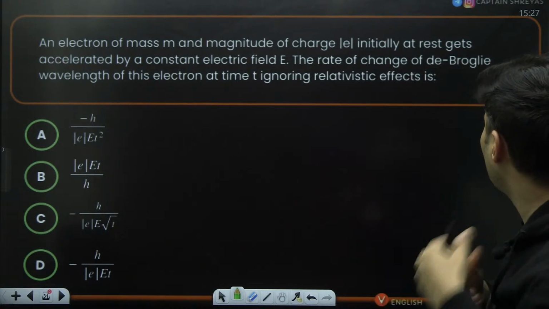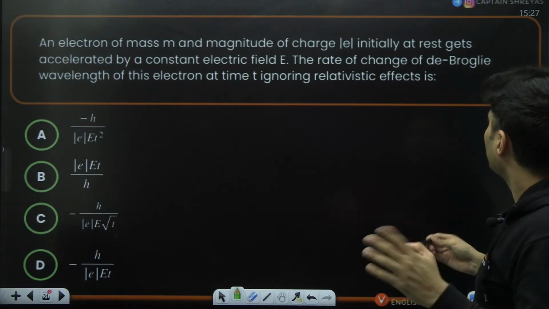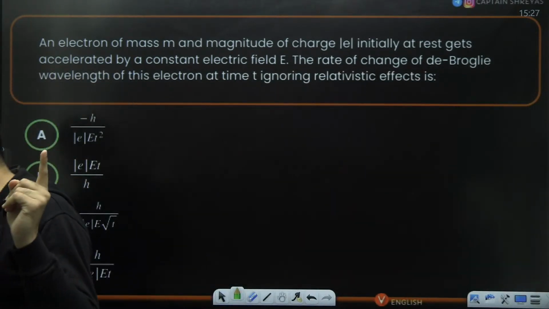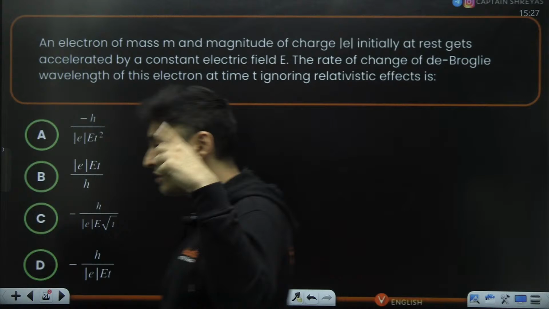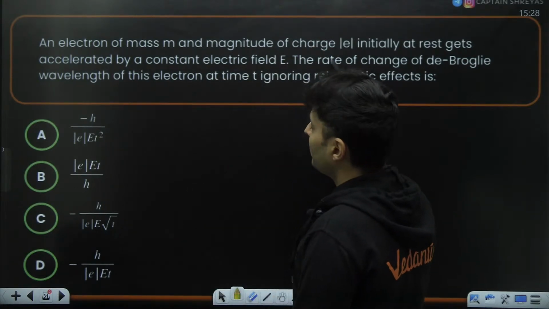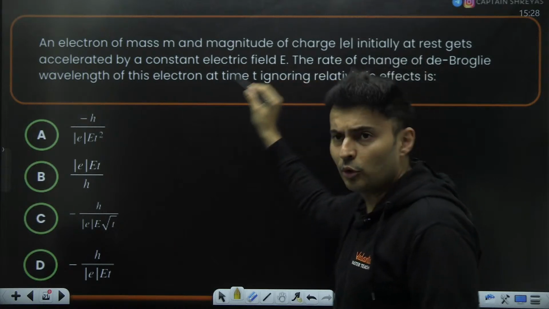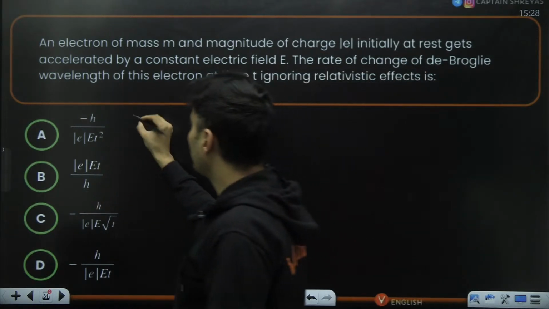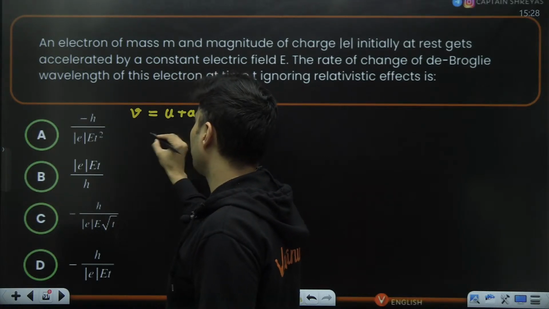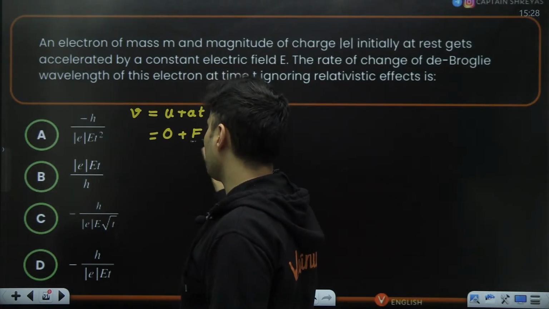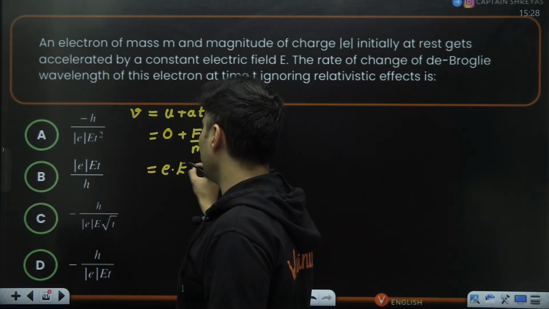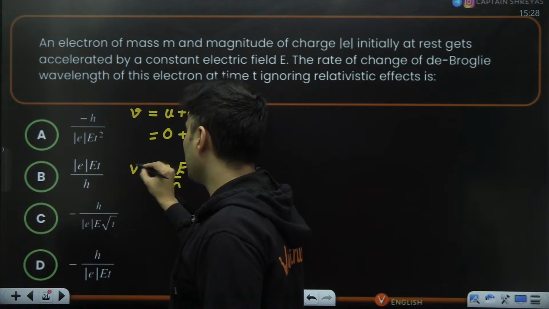And magnitude, charge, initial at rest, accelerated by field, rate of change of de Broglie wavelength. My God, they've asked the rate of change of the de Broglie wavelength. Okay, what will that be? Because of the field, there will be a force, there will be an acceleration, there will be a velocity. The velocity which it gets: initial velocity plus acceleration into time. Initial speed 0, acceleration is force by mass into time, force is charge into the field and into the time, that is velocity.